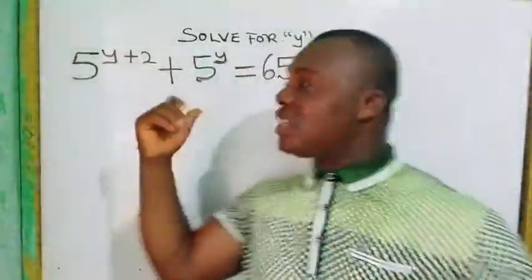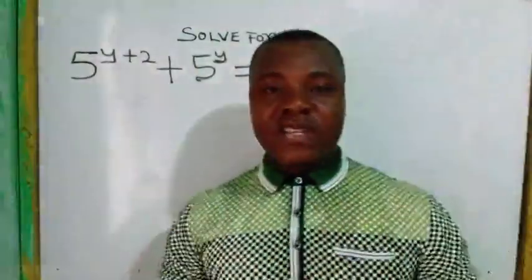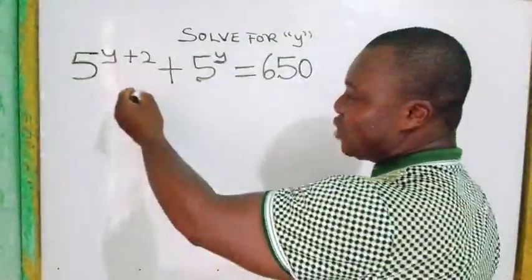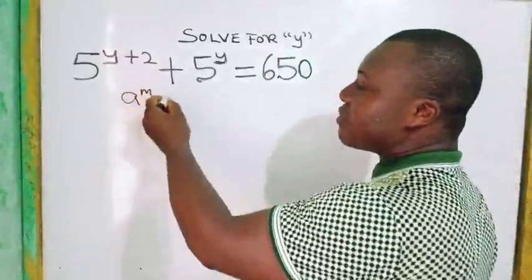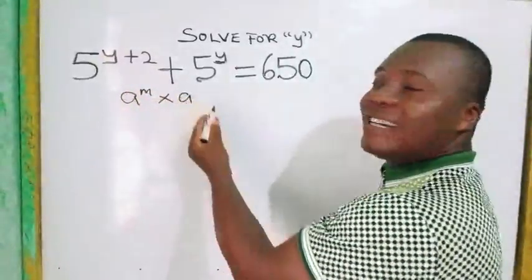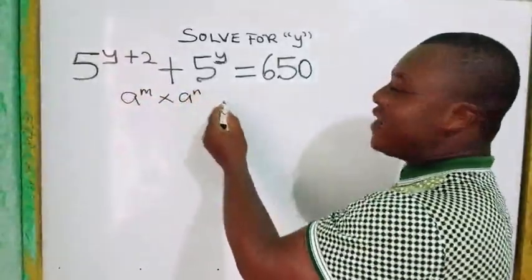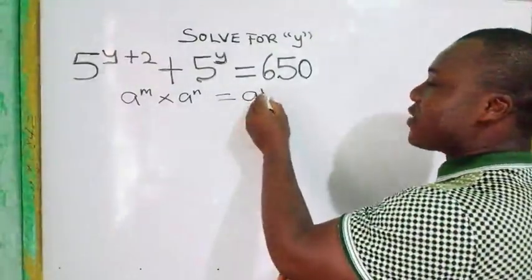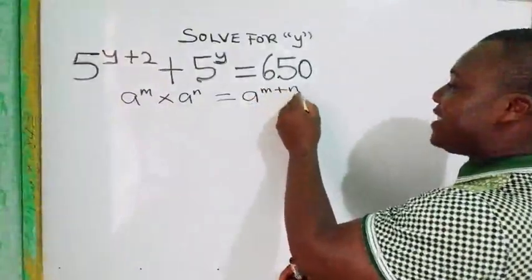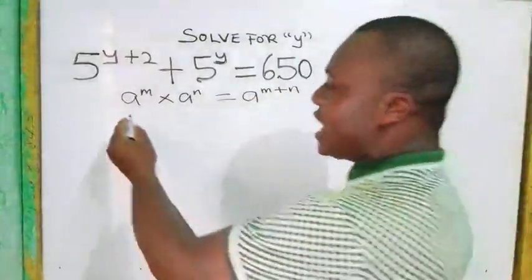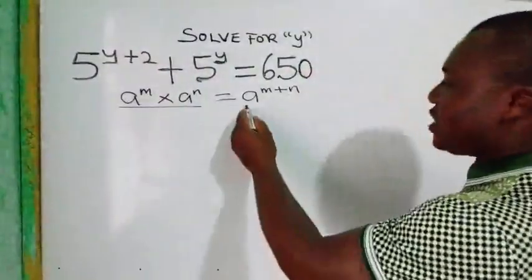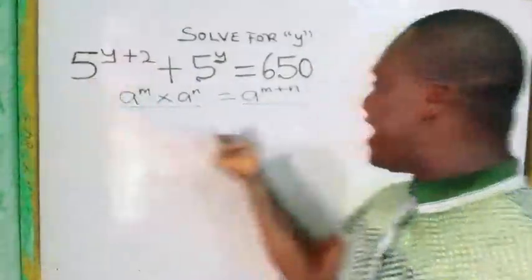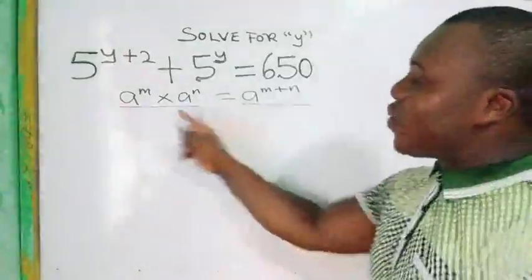Now, to be able to solve this particular equation, we use the general rule which goes like this. a raised to the power m times a raised to the power n is equal to a raised to the power m plus n. So meaning this equation that we see here, we can rewrite it as this, and it's equal to this.